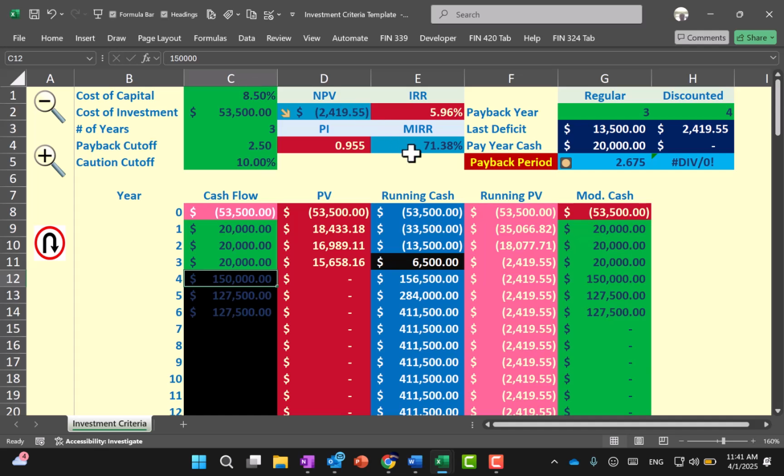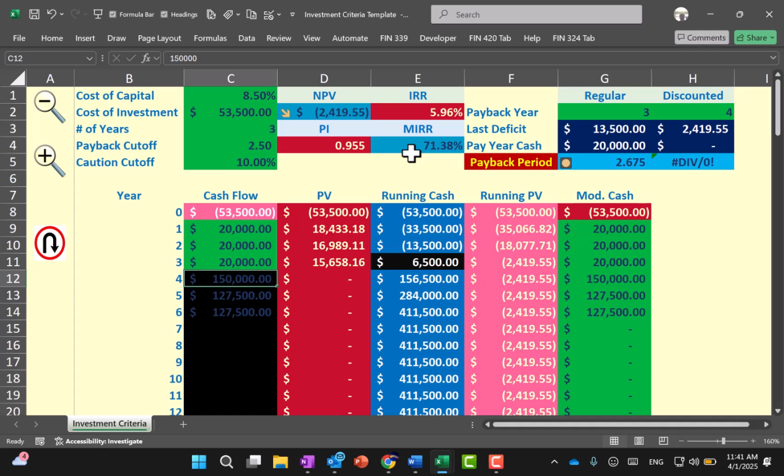So what should we do with this problem? Decision rule is based on IRR. Should we accept the project or not? Why not? Well, just from looking at it, IRR is less than cost of capital. And that's just from the basic analytical. That's all you need to say.